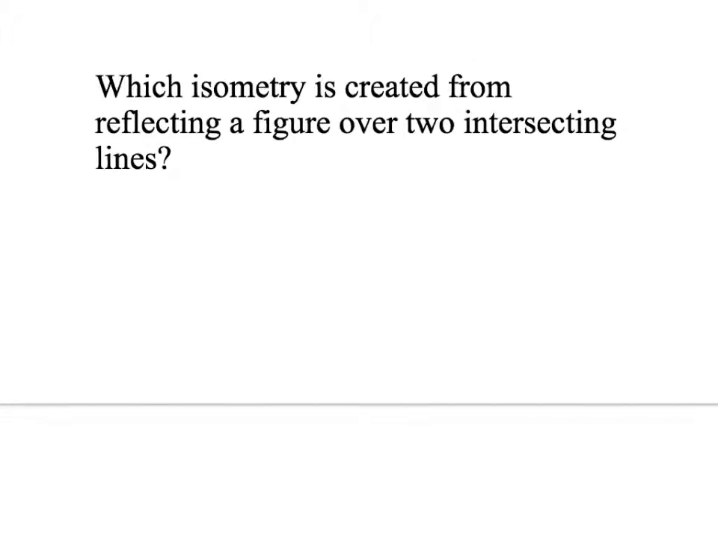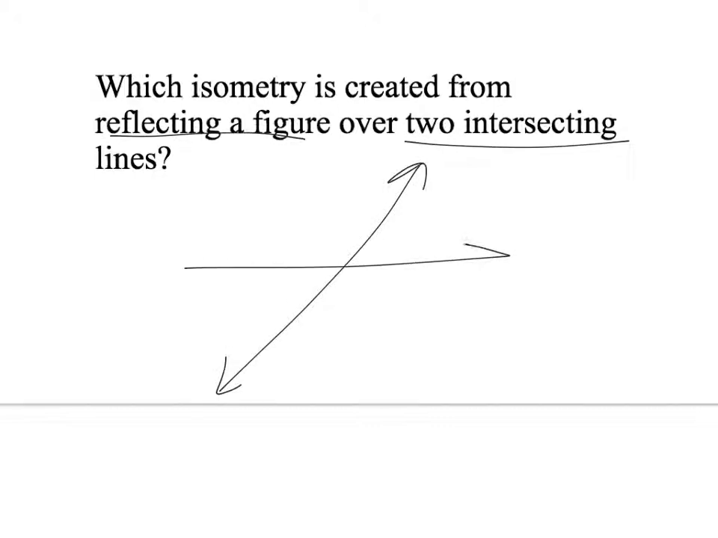Which isometry is created from reflecting a figure over 2 intersecting lines? So if you had 2 lines and a figure like this and you reflected it over L then M, what would the resultant be? If I reflect this over L, it would be like this. The orientation has changed. Now if I reflect it over M, the orientation changes again. So the dots are on the right again.